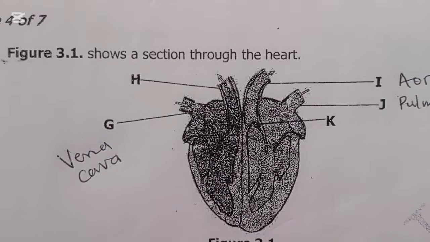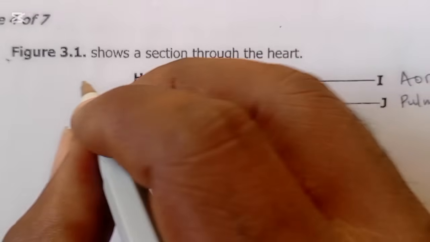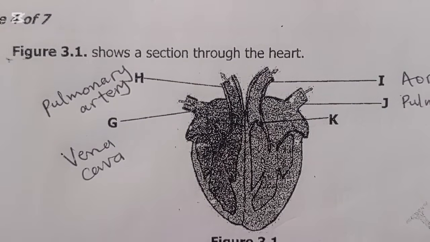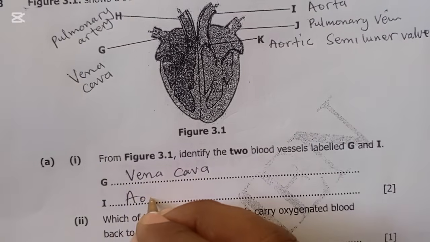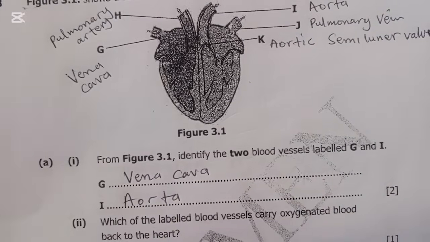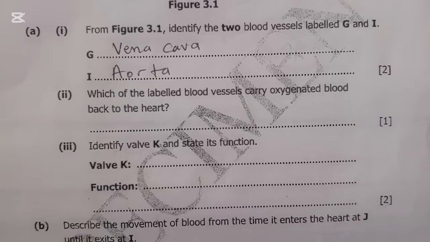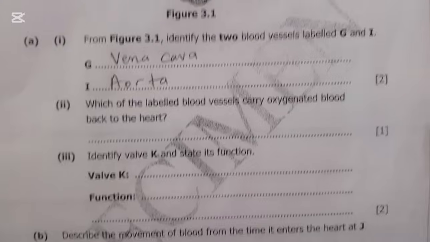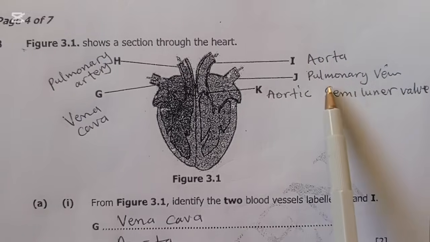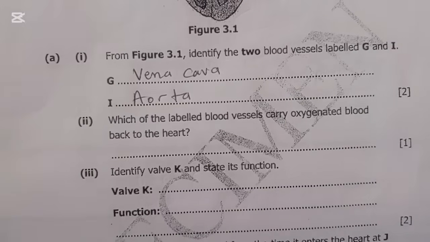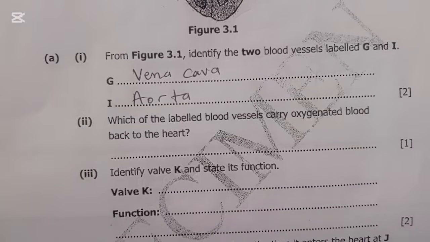Then H, it is the pulmonary artery. Then we have valve K, which is the aortic semilunar valve. Part 2. Which of the labeled blood vessels carry oxygenated blood back to the heart? Back to the heart, the one which carries oxygenated blood is the pulmonary vein from the lungs. So that is the answer. There it is J.